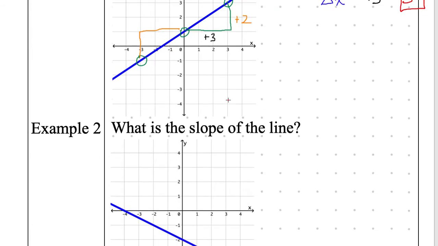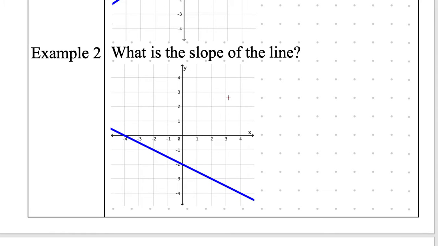Let's try another one. Example number 2. Again, circle all the lattice points that we have to choose from. That's a lattice point, that's a lattice point, and so on. I have a lot of different ones to choose from. Well, what happens if I make a big stair? I can do that example, and then I can do a small stair as another example.